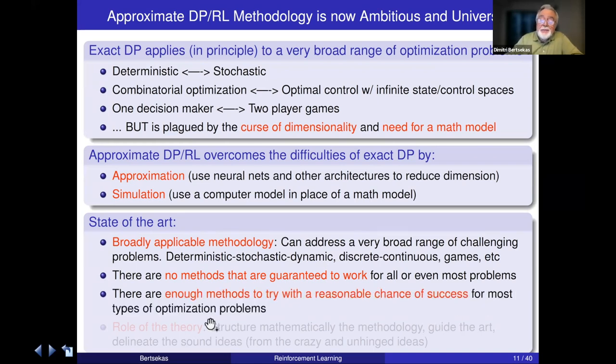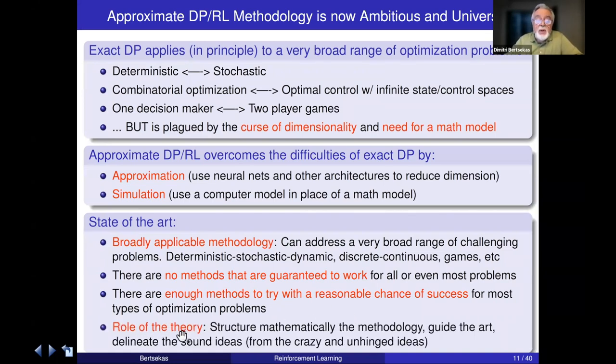On the other hand, there are many different methods based on a broad range of ideas, which you can try on your problem. And with skill and luck, you may have a reasonable chance of success for most types of optimization problems, including some that are extremely difficult, like chess, for example.